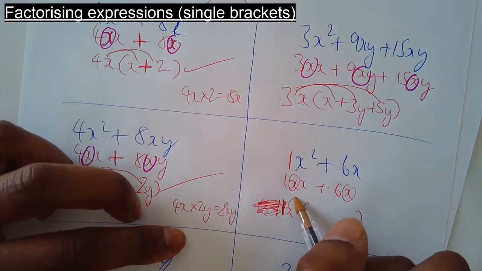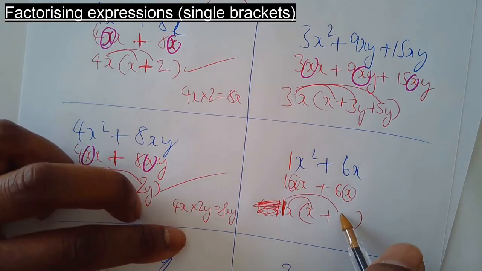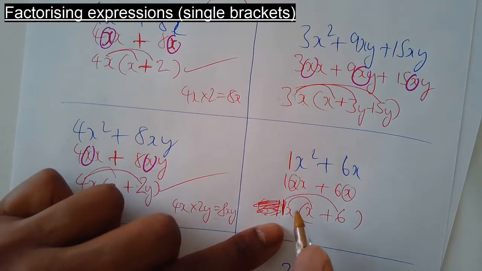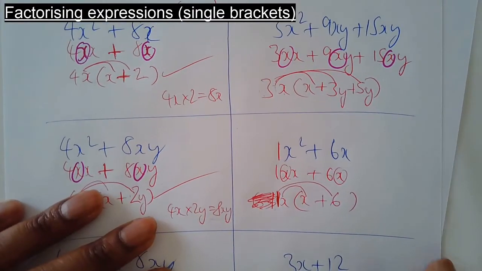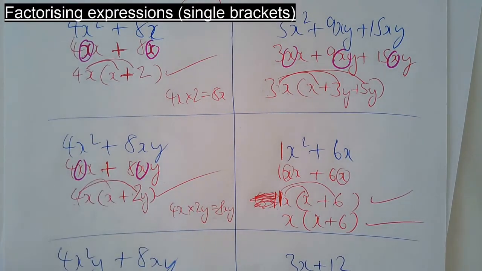1x times something gives me 1xx. 1x times something gives me 6x. That's it, that's the answer. What you could do is ignore the 1 and just write x times the bracket. Both answers are correct.